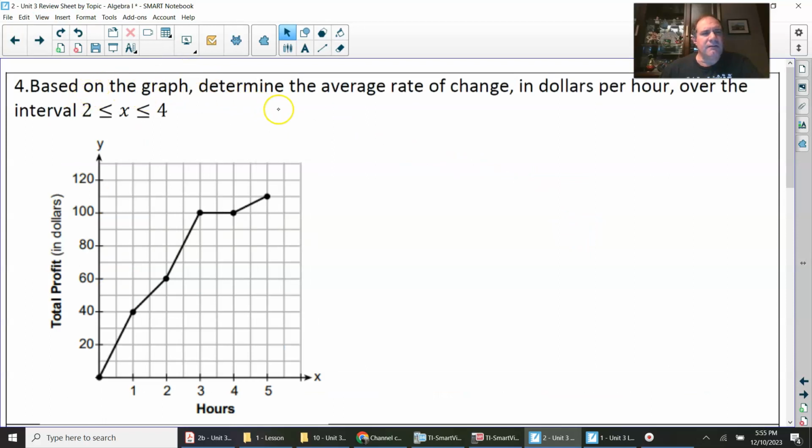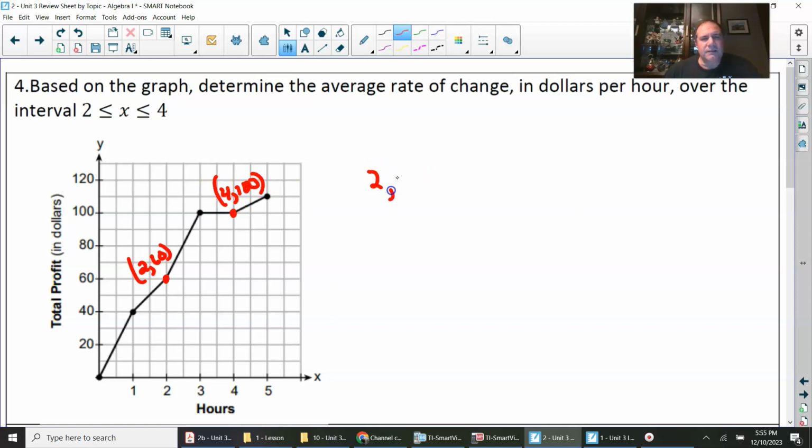Based on the graph, determine the average rate of change in dollars over the interval of 2. So 2, which is here, and 4, which is here. The average rate of change. So this is (2, 60), and this is (4, 100). So I'm going to put that over here, (2, 60), and (4, 100).